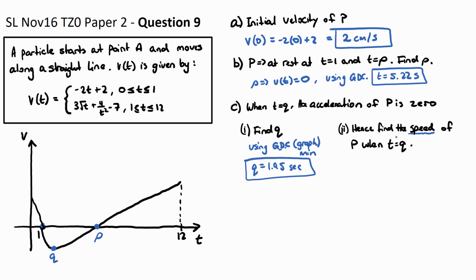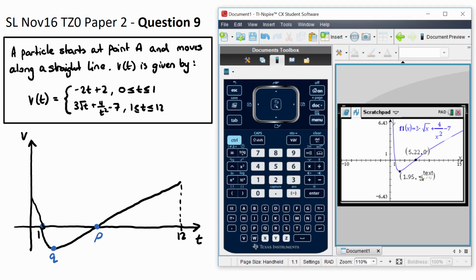Now in part 2, it says hence find the speed of p when t equals q. So it's going to be at this point q. We want to find the speed. Now we know the velocity is negative 1.76, but velocity has negative and positive values depending whether this particle is moving forwards or backwards, if you want to think about that. So speed is actually just a positive value. Speed does differ to velocity. So speed will be this value here, negative 1.76, but made positive.